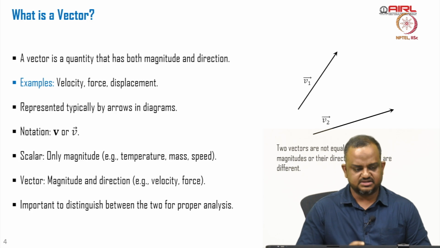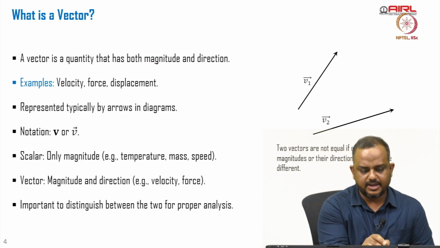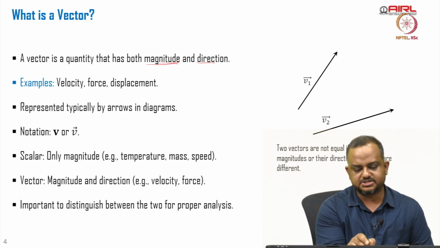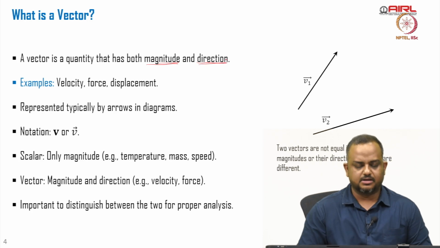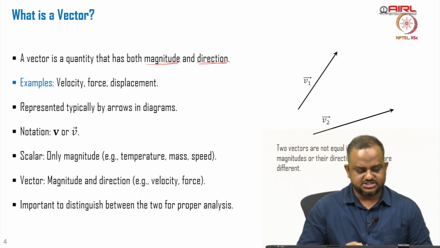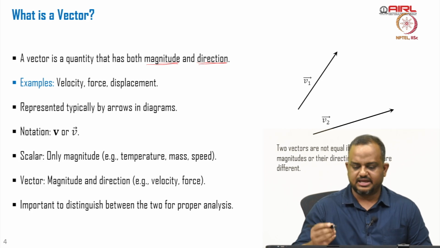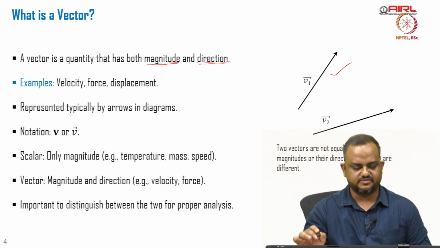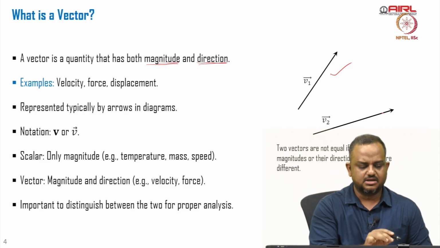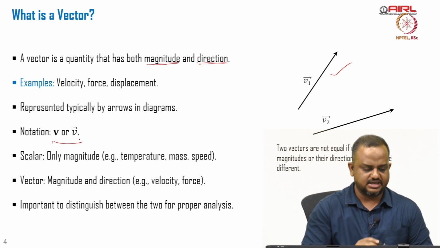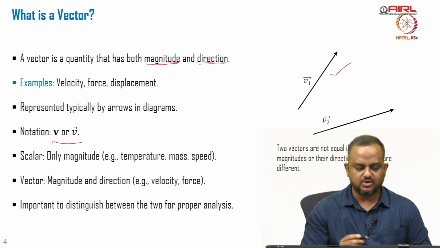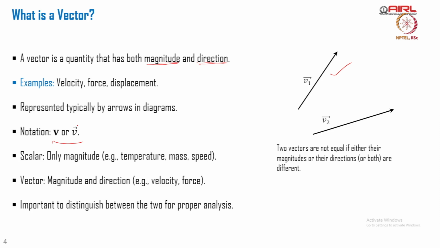So what is a vector? A vector is a quantity that has both magnitude and direction. Examples are velocity, force, displacement and so on. Generally it is represented by arrows in diagrams, as you can see here. This is a vector v1, this is another vector v2. The notations are bold v or v with an arrow on top, to represent that it is a directional quantity and has a proper direction.